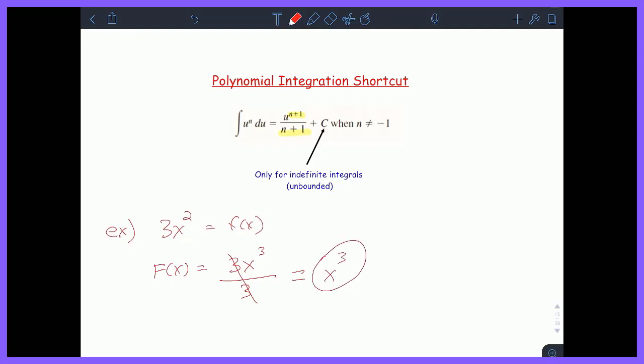So we all know that. If you took the derivative of x cubed, you got 3x squared. But now you know the official polynomial shortcut to integrate.